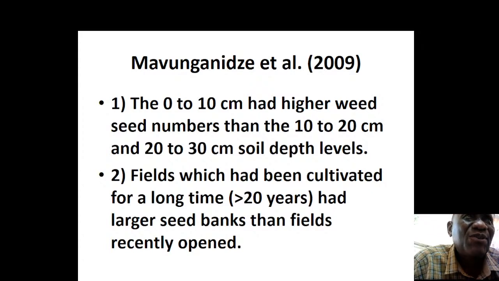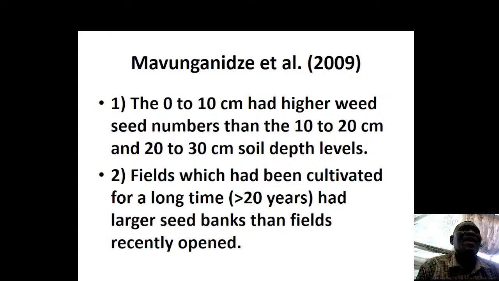Now, there was a study done by Mavunganidze et al. in 2009. They found that the 0 to 10 centimeters depth had higher weed seed numbers than the 10 to 20 and the 20 to 30 soil depth levels. Probably it depends on the tillage which was being done in that field. It looked like reduced tillage.